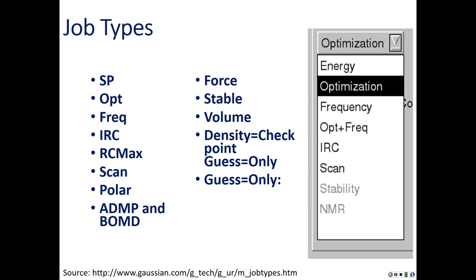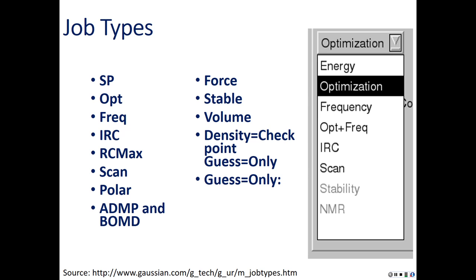So, job types. I went onto the Gaussian website and pulled up all the different job types that they have: single point, optimization, frequency. So these are some of the different job types that you can do when you pull down the job types. We've all seen this: energy, optimization, frequency. These all do different things, and there's more than just this.